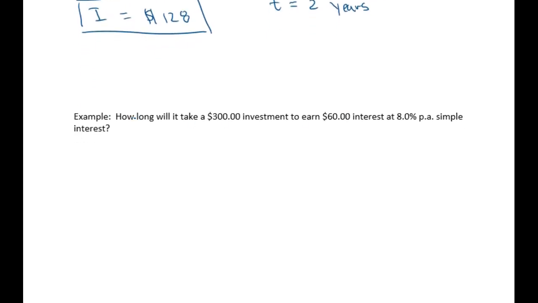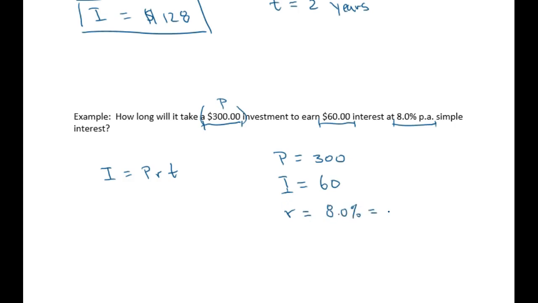So here's our example. How long will it take a $300 investment to earn $60 in interest at 8.0% per annum simple interest? So let's utilize the same formula. I is equal to PRT. Let's determine what we have given in the question. We have our initial investment of $300, so that's our P value. So our principal was $300, and it earned $60 in interest. So we're given our I value as $60, and then we're given 8% per annum, so we are given our rate value.